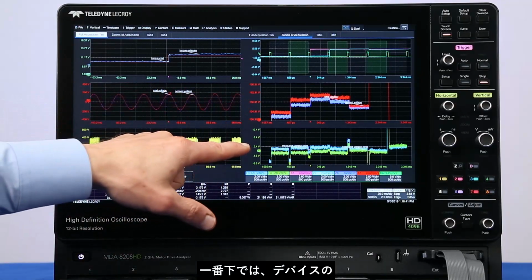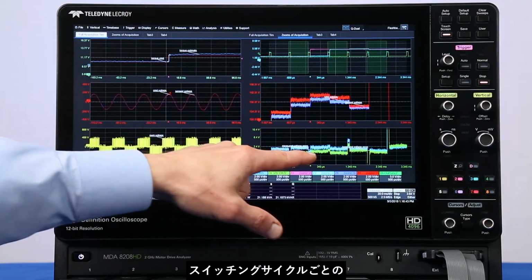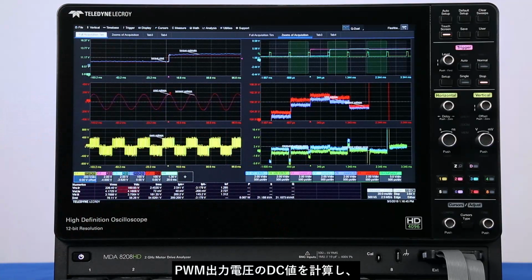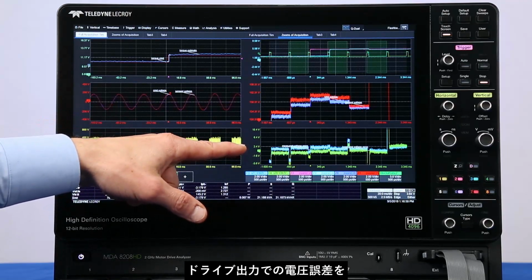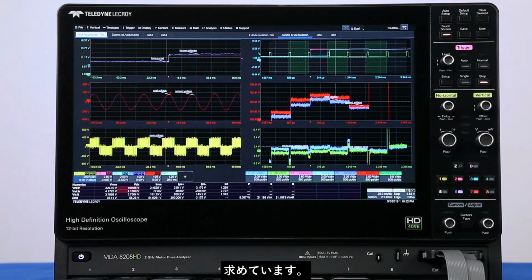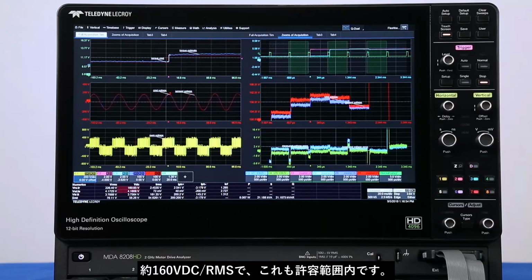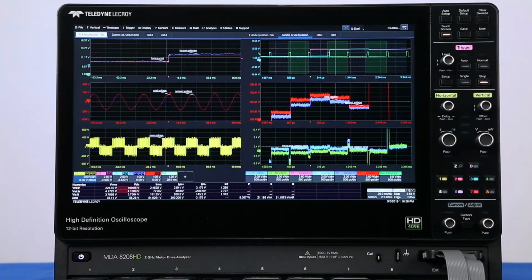At the bottom, we've calculated the DC value of the PWM output voltage per device switching cycle and subtracted that from the signals above to determine the voltage error at the drive output. The error is 2 volts or less in about 160 volts DC or RMS, also acceptable.